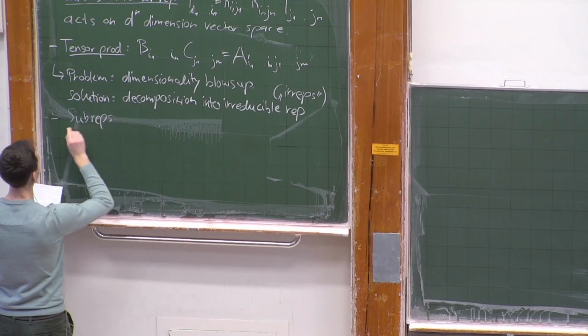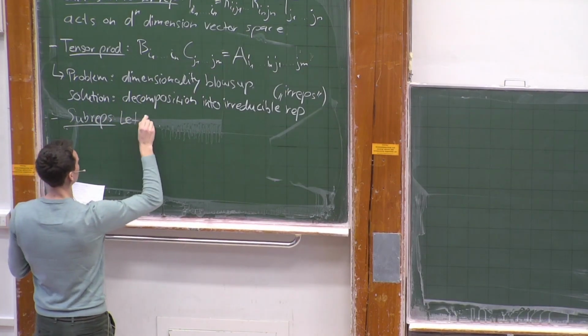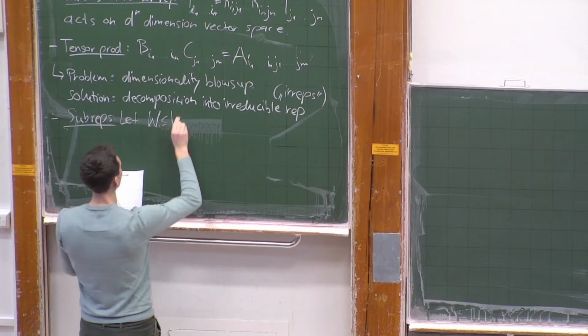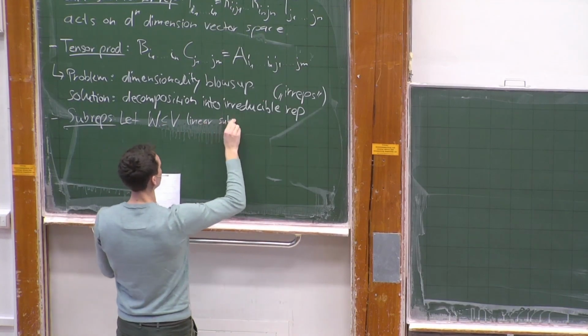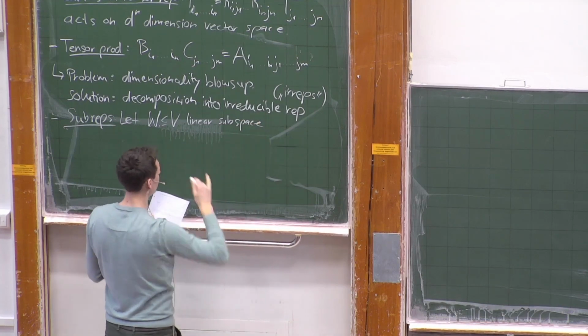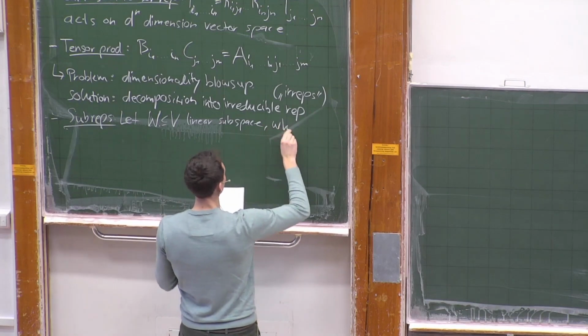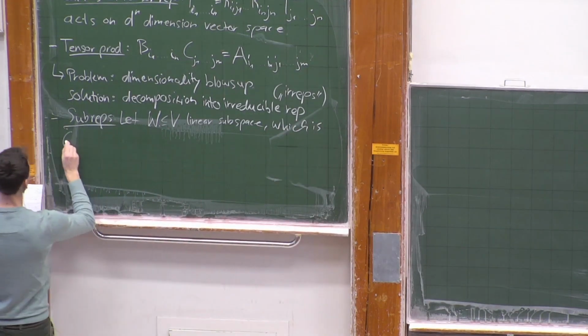Subrepresentations. Okay, let W be a linear subspace of the vector space V, in which we have a representation defined, which is also G invariant.